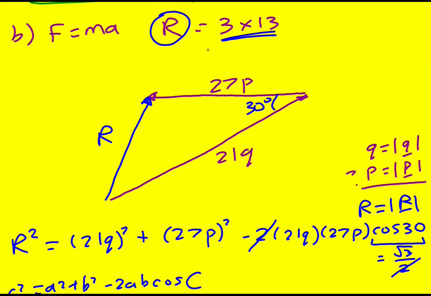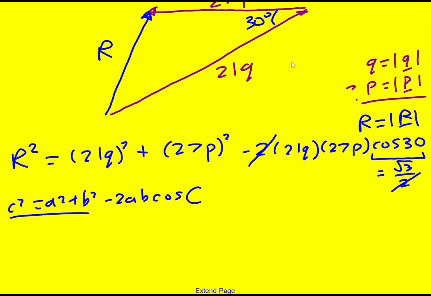And then r squared is actually going to be 3 squared times 13 squared. And you know what? I'm just going to leave it like that for the moment. So I've got the magnitude, and I've got it in terms of q and p now. So 3 squared times 13 squared is equal to all of this.